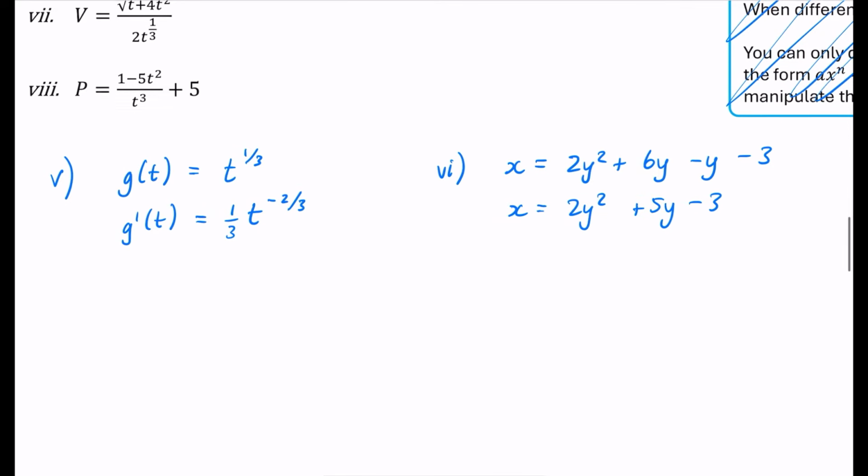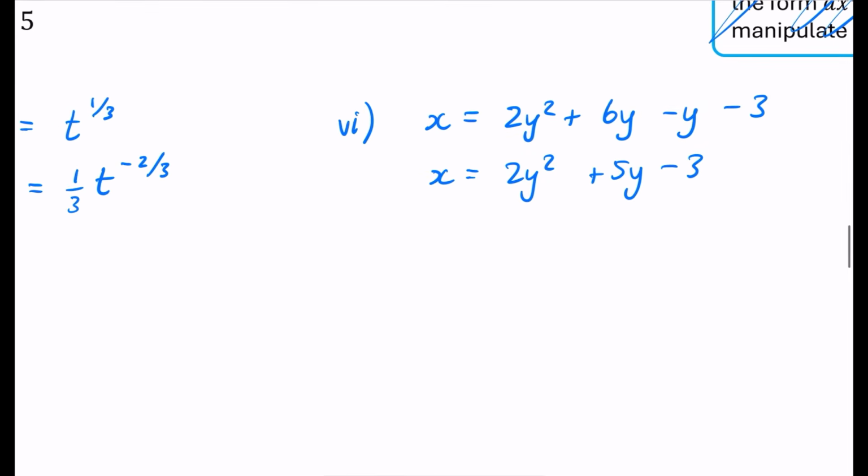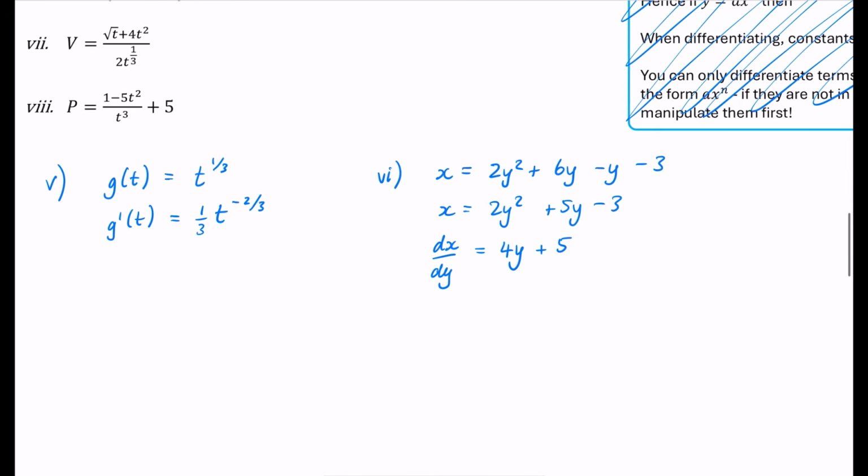Now, we normally differentiate with respect to x. I think the appropriate variable in this case is going to be to differentiate with respect to y. So we would get dx dy instead. I'll pull the power down. 2 times 2 is 4, and reduce the power by 1. The 5y is just going to come to a 5, and the minus 3 is obviously just going to disappear.